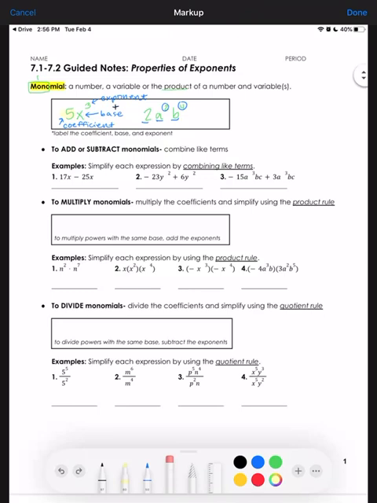So here are two different examples, and we're not actually going to be multiplying those together. Those are just two different examples. So now we're going to get into operations with these monomials. To add or subtract monomials, we're going to combine like terms. This is something that we're already familiar with. When we talk about like terms, it means that they have the same base and the same exponent.